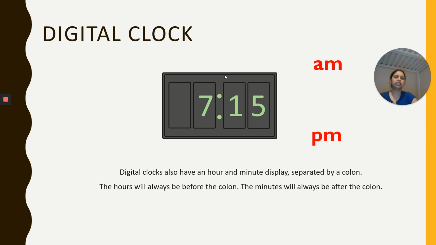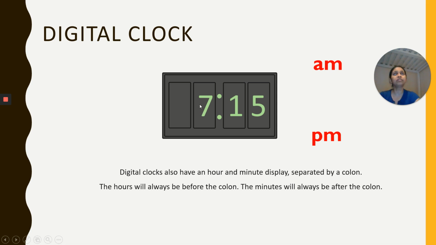Before we go on to the minutes, let me talk about the digital clock over here, which I talked about in your yesterday's lesson. With your digital clock, there's always numbers on the clock. There's no hands on the clock. So you do not have your hour hand or your minute hand or your second hand. You have numbers on there.